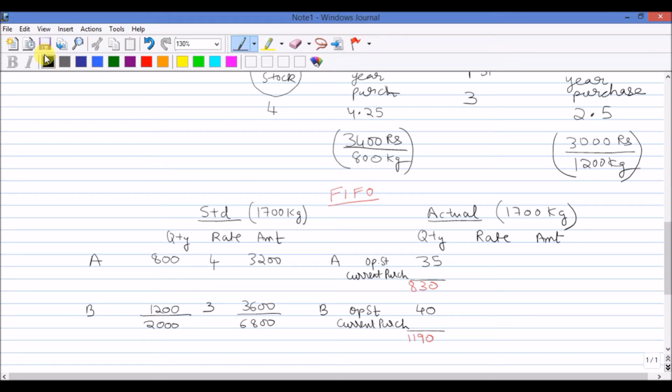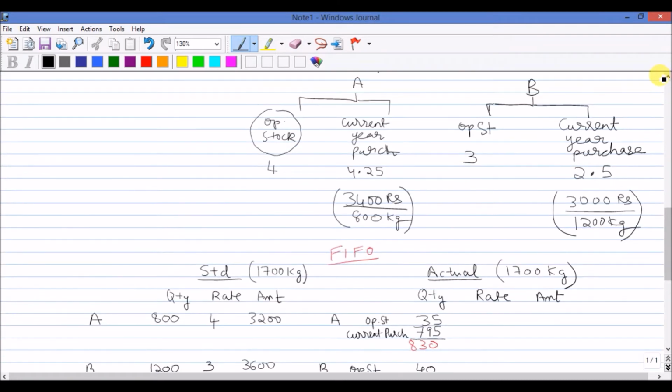Weighted average method is not allowed in standard costing, so you have to do this method only. Out of 830, consumption 35 kg was of last year, so this year I have purchased 795. Out of 1190, 40 was of last year, so this year I have purchased 1150. Yes, we have done this.